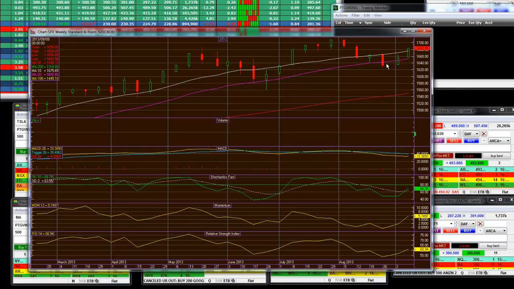When we called it back here, we called for the 1630. This is that correction in August. This is that counter rally. So it's gotten about 53 points from those lows.